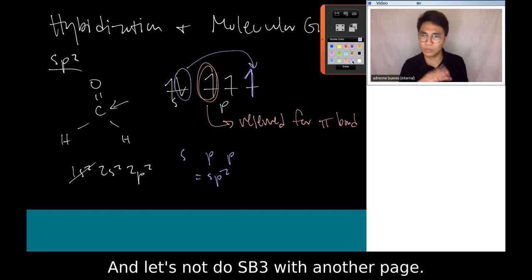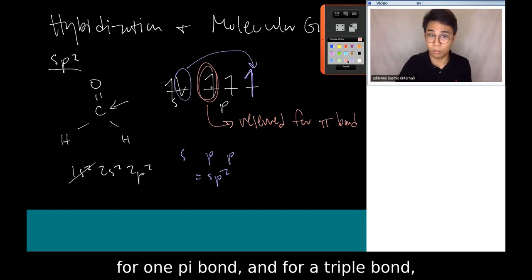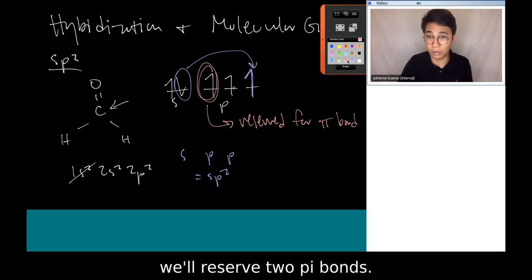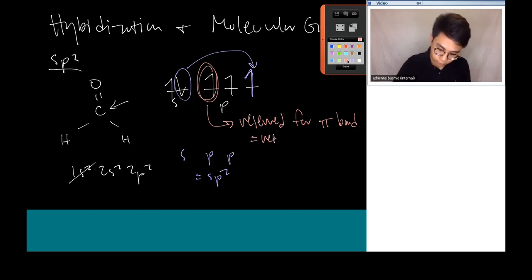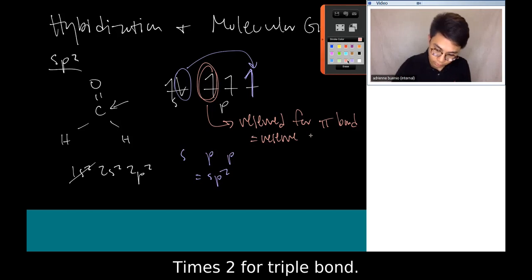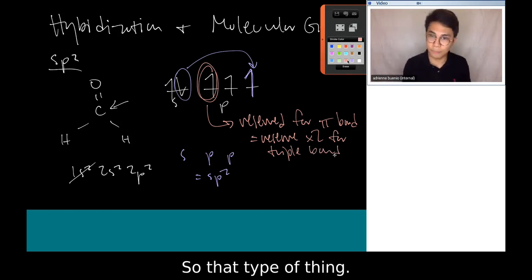And let's not do sp3 with another page, but pretty much we reserve one electron for one pi bond, and for a triple bond we'll reserve two pi bonds, right? Reserve times two for a triple bond, because we know triple bonds have two pi bonds, right? So that type of thing.